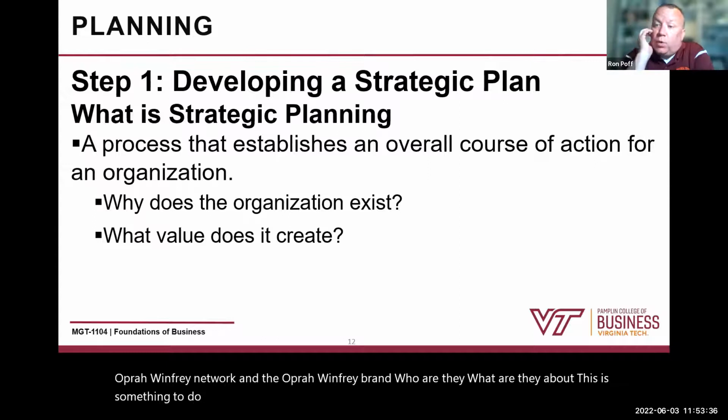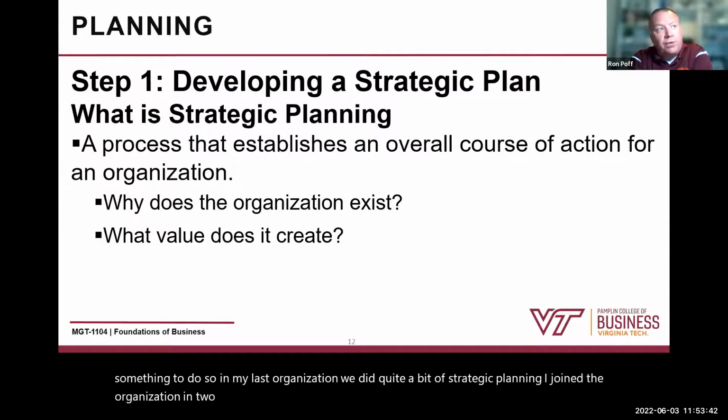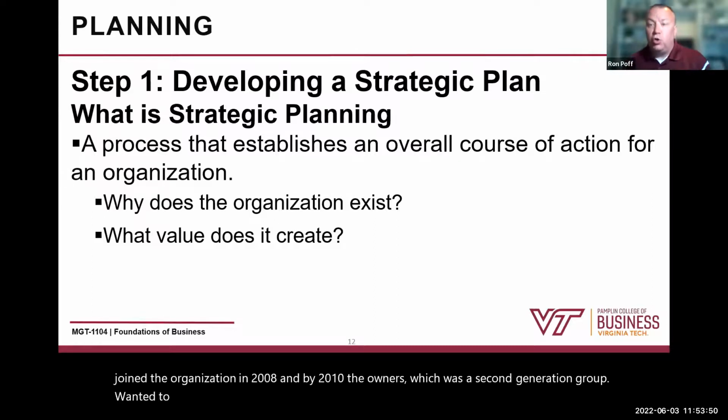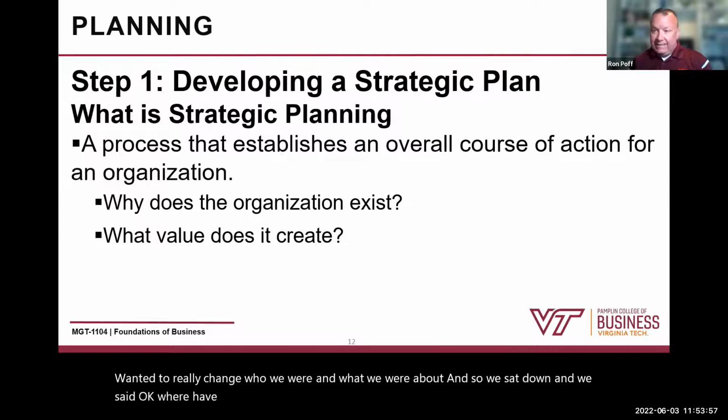In my last organization, we did quite a bit of strategic planning. I joined the organization in 2008. By 2010, the owners, which was a second generation group, wanted to really change who we were and what we were about. So we sat down and said, okay, where have we been? Who are we? Which helps to understand this legacy piece. But more importantly, where do we want to go?